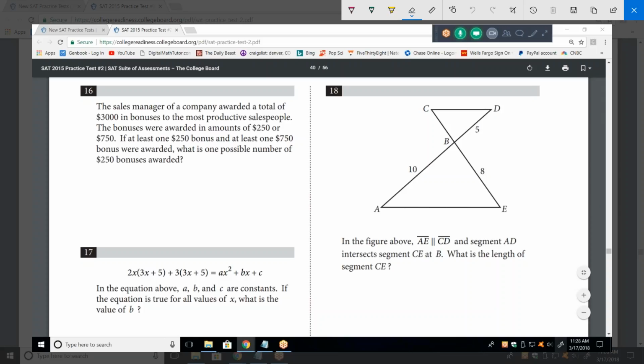Okay. Interesting. So they're telling us this line is parallel to that one. That is parallel to that. End segment AD. Oh, 13. 13? I think so.